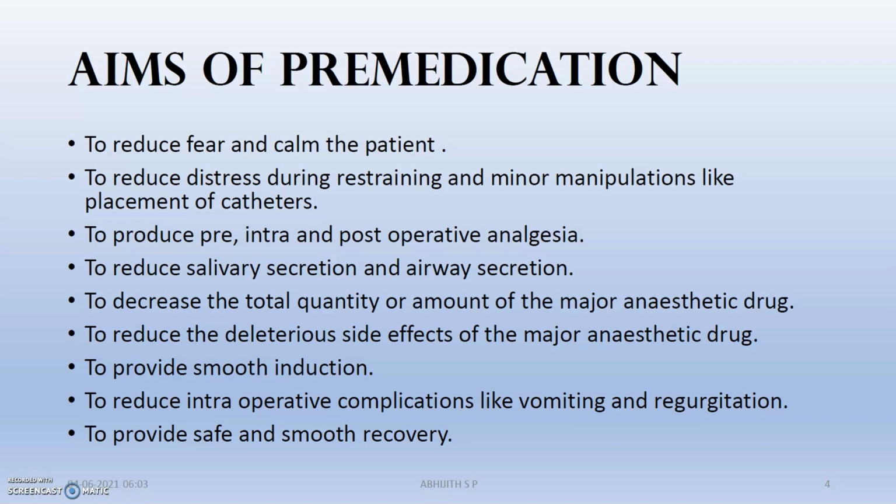If the salivary secretions and airway secretions are reduced, the air pathway will be very clear and oxygen can easily pass through the bronchi into the blood and produce normal respiratory physiology. So what we need is a wide, big lumen in the trachea. So we are reducing the salivary secretions and airway secretions.